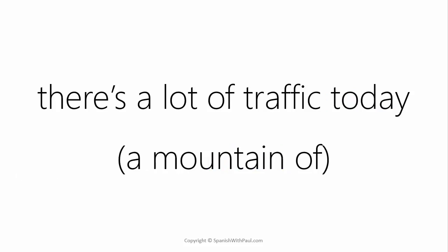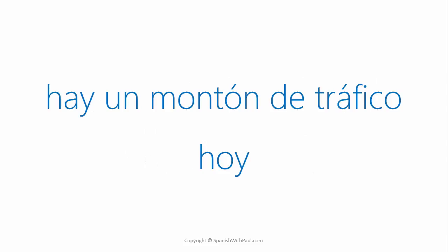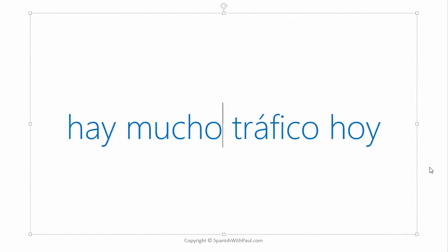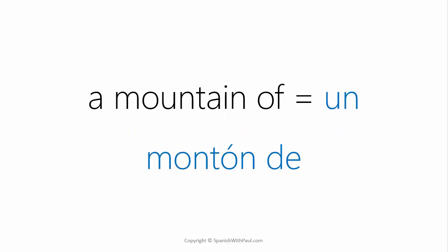So for example, you could say something like, there's a lot of traffic today, and use this a mountain of. How would you do that? So it would be, hay un montón de tráfico hoy. If we were to say something like, there's a mountain of people today, it could be, hay un montón de gente hoy. So this is interchangeable. We could easily replace this with mucho. Hay mucho tráfico hoy, or hay un montón de tráfico hoy. This one for some of you might be easier because we use this phrase a lot in English as well.